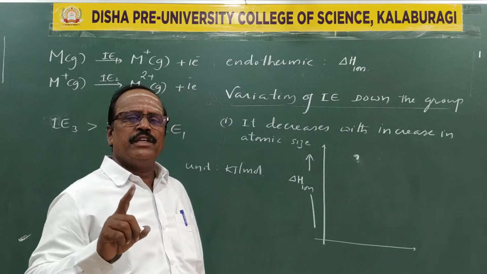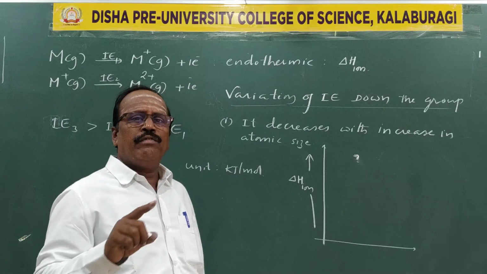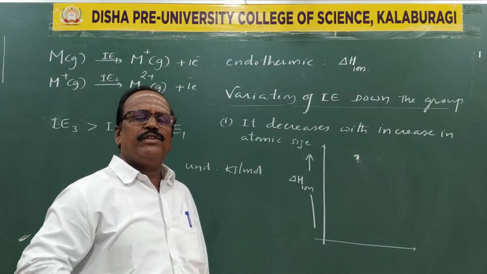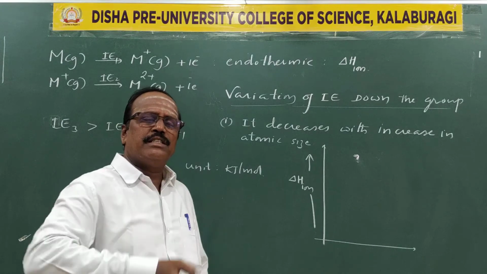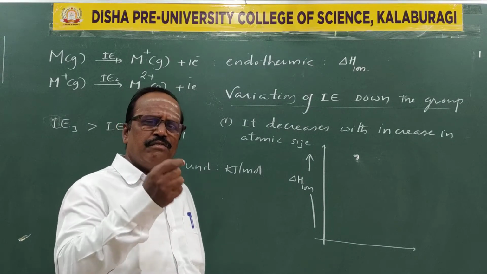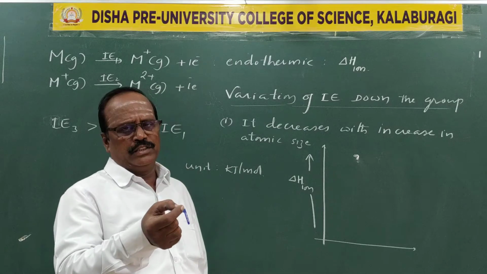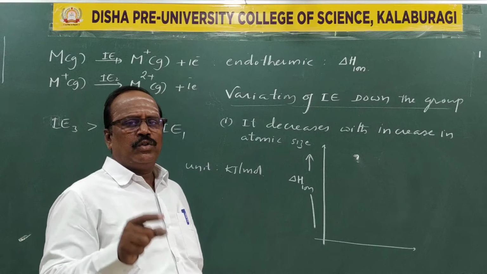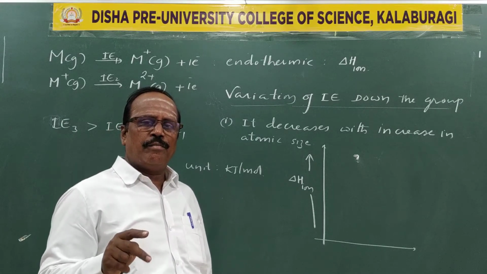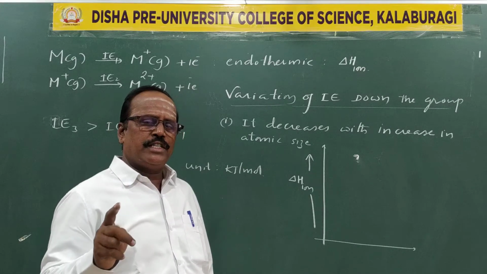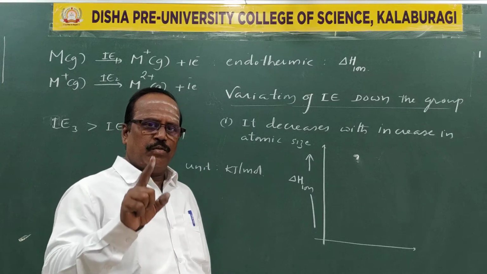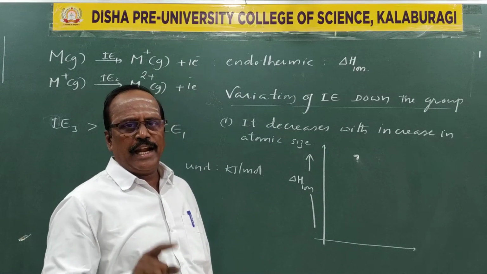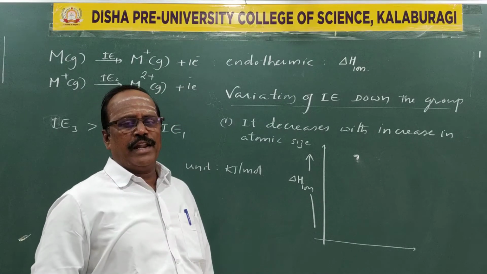It is the amount of energy required to remove 1 mole of electrons, not one single electron. Getting a single atom itself is very difficult, so how can we get a single electron? It is unbelievable. Hence 1e means 1 mole of electrons, and 2e means 2 moles of electrons. You have learnt the mole concept in basic concepts: 1e means 1 into 6.02 times 10 to the power 23 electrons, which is said to be 1 mole of electrons.